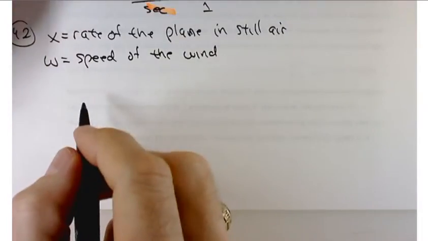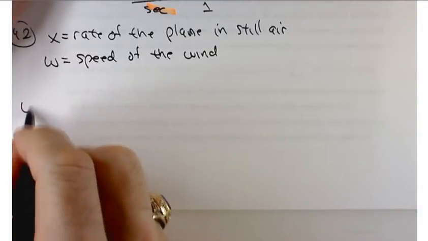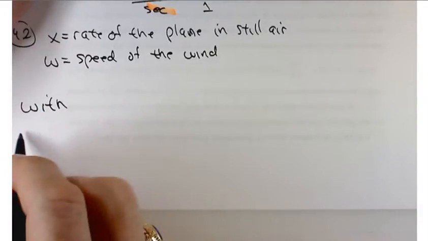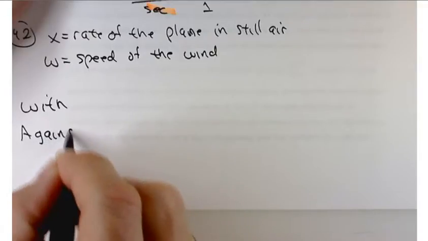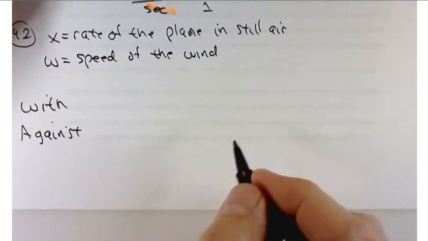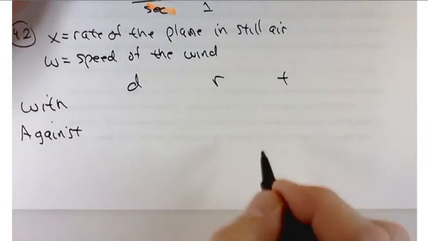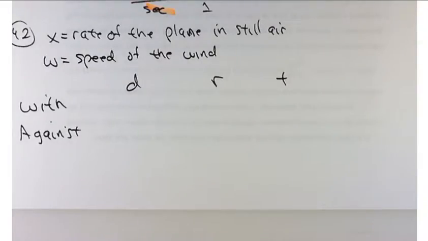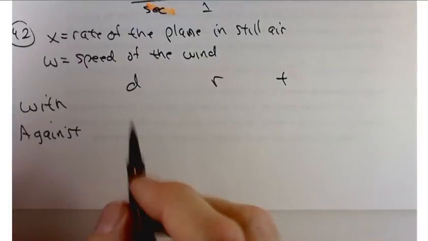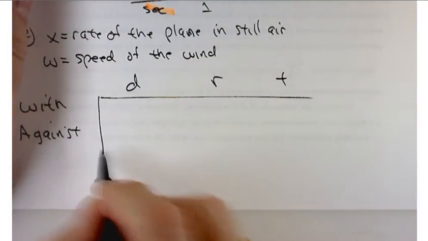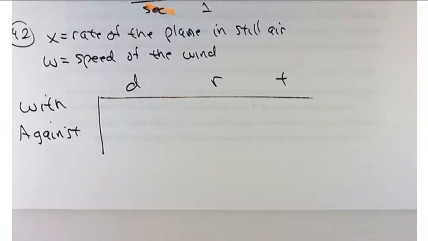We're going to be looking at 2 different things, with the wind and against the wind. Distance, rate, and time. Our goal is to see if we can fill in this chart. If we can, we'll have a good chance of being able to solve here. All right, so let's take a look at the actual problem then. Problem number 42.